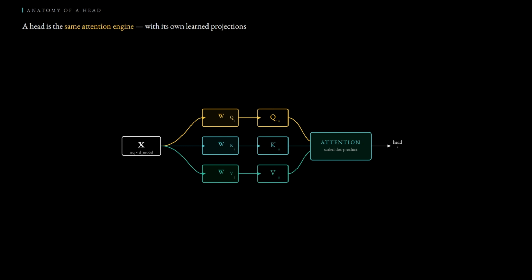The same operation runs in parallel for every other head, each with its own private weight matrices. Different weight matrices, same computation, producing a different view of the same input. This is the complete anatomy of a single head. The next slide writes this as a formula and then asks what happens when each of these runs simultaneously.